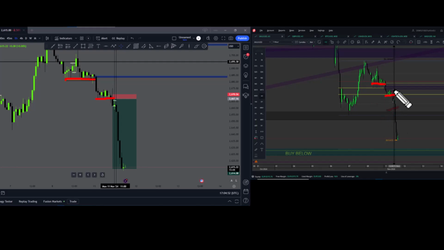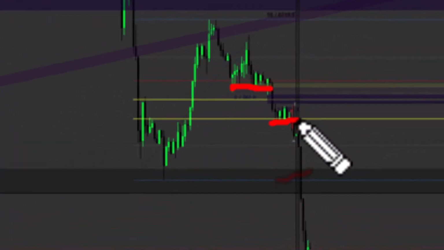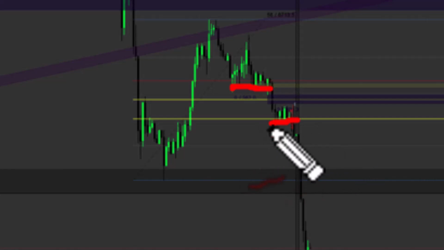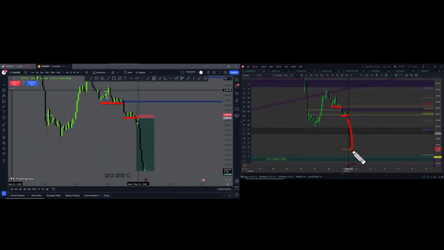We are going to drop, right? So we drop to this level, consolidate for a little while. I don't know whether you guys can see that much. We consolidated for a little while around this level right here. Then we drop again, right?